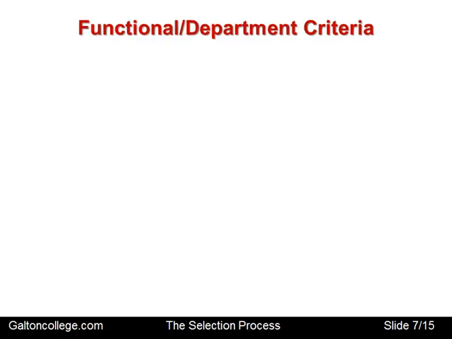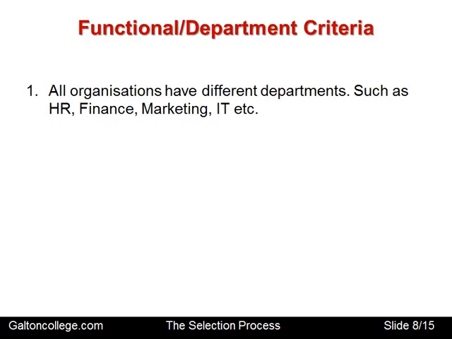At the functional departmental level, well, there are different departments within organizations: HR, finance, marketing, IT, engineering, production, design, purchasing, whatever. It goes on and on. It depends on the nature of the business. However, each of these departments will have its own requirements.